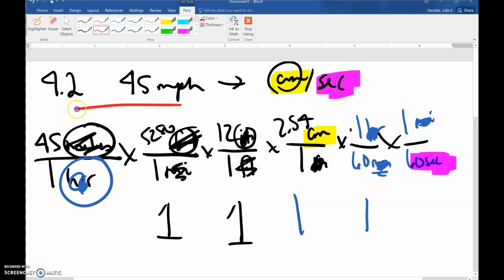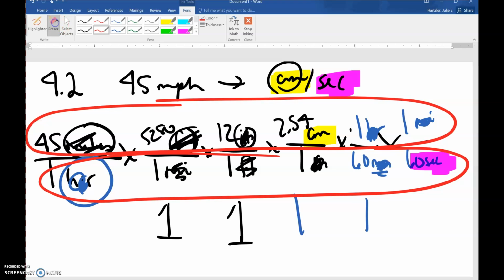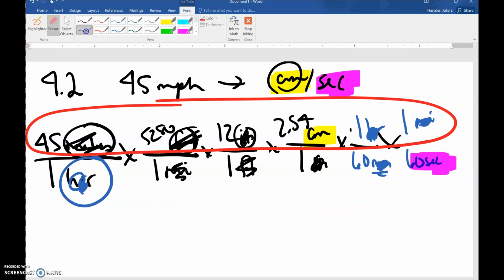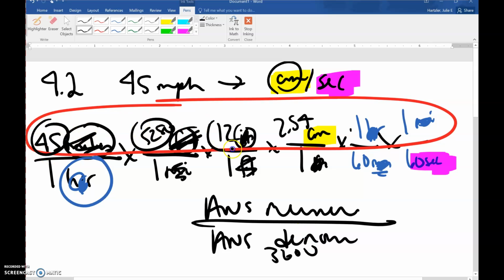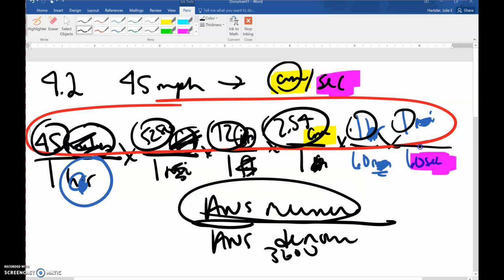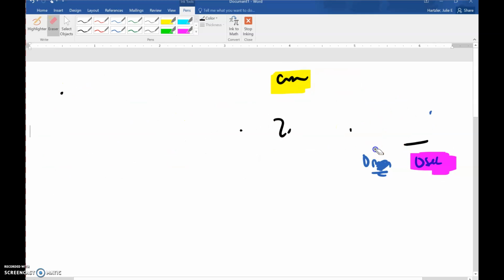All right, so everything on top gets multiplied. Everything on bottom gets multiplied, and then you divide. So you're going to take whatever answer you get in the numerator and divide by whatever answer you get in the denominator, which in this case is 3,600. So multiply this times this times this times this, and the 1s aren't going to do anything. Take that answer and divide by the 3,600, and that would be your centimeters per second.